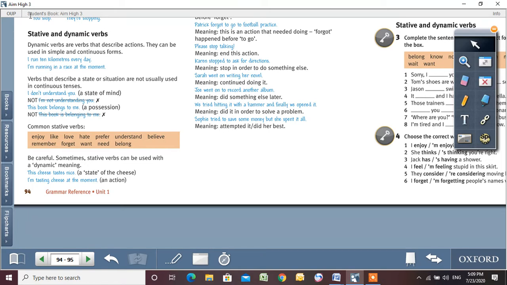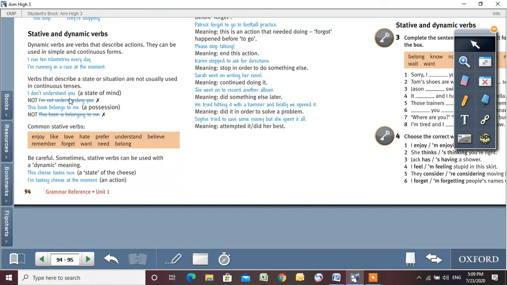Okay, what about stative verbs? Verbs that describe a state or situation are not usually used in continuous tenses. So be careful. The stative verbs, we cannot use them in the present continuous tense. We have only to use them in the present simple tense. What is the meaning of stative verbs? They are the verbs that describe a state or a situation.